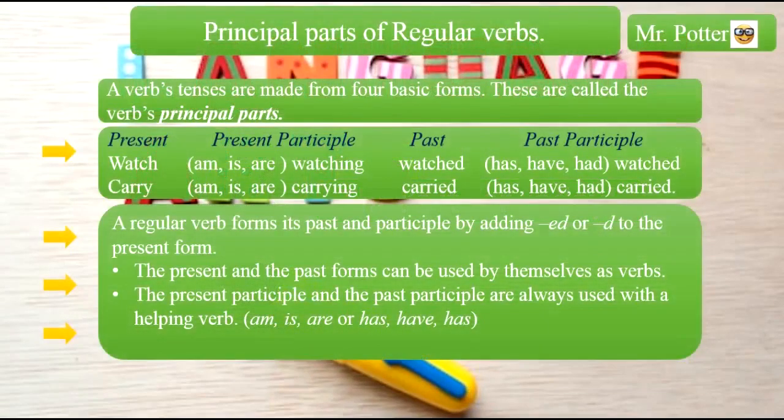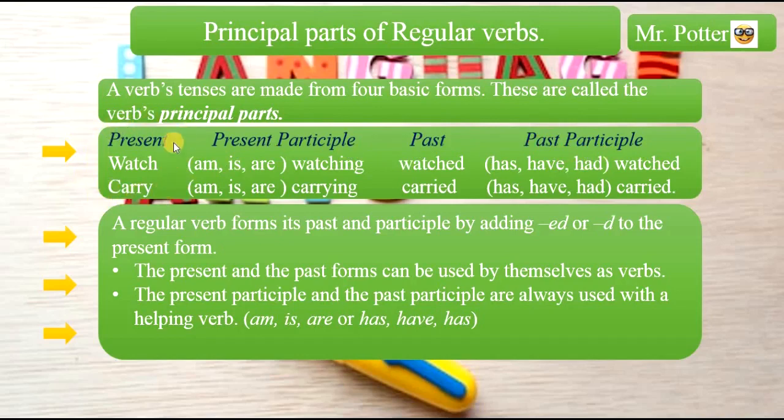Today we are going to learn about the principal parts of regular verbs. But first we need to know what a verb is. Verb tenses are made from 4 basic forms. These are called the verb's principal parts. First, we have the present verbs, the present participle verbs, then we have the past verbs, and then we have the past participle verbs.